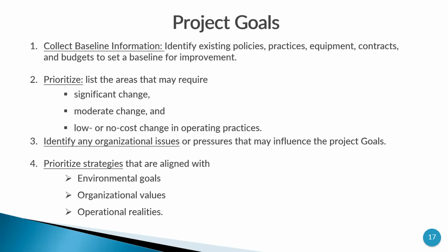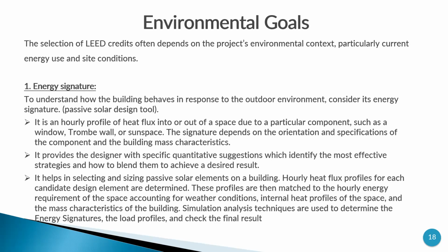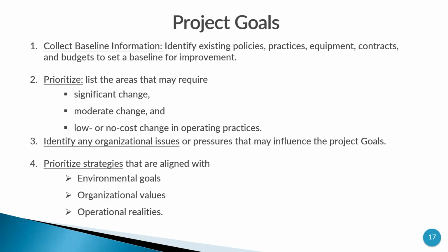First, you are collecting the baseline information. Second, you are prioritizing based on its importance. Third, identify any organizational issues or pressures that may influence the project goals. Fourth, prioritize the strategies. How will you prioritize? Those that are aligned with environmental goals, organization values, and operational realities. You might get questions on this. Now we will see each of these goals: environmental goals, organization goals, operational realities.